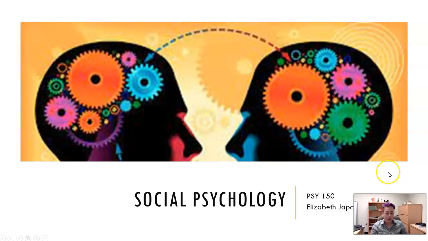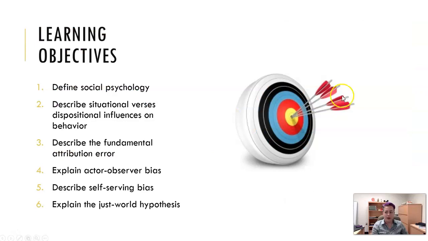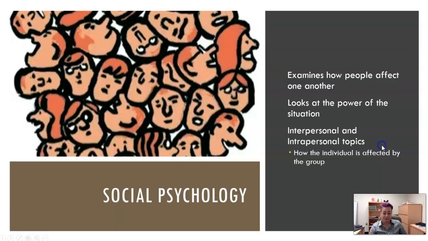So, social psychology. Before we get into that, I want to talk about our learning objectives. As always, these are important to test our learning and comprehension, and that we get the major points of our reading. So we want to define social psychology, describe situational versus dispositional influences on behavior, and we're going to talk about different theories and how we apply and describe those situational and dispositional factors, including the fundamental attribution error, actor-observer bias, self-serving bias, and the just world hypothesis, and how this translates to other social psychological phenomena we're going to talk about within this unit.